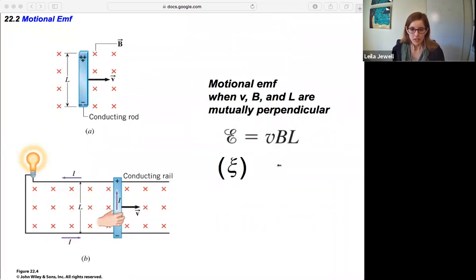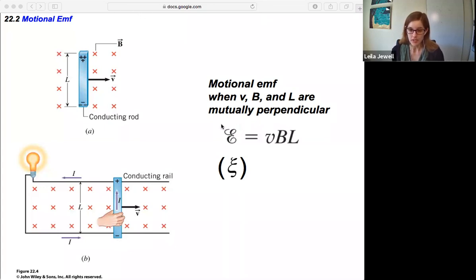All right, now we can show that the motional EMF, when the velocity, the magnetic field, and the length are all mutually perpendicular, right? That is, the rod length is perpendicular to the magnetic field and the speed, that the EMF that's induced is given by the speed that the rod is moving at, times the strength of the magnetic field, times the length of that rod.